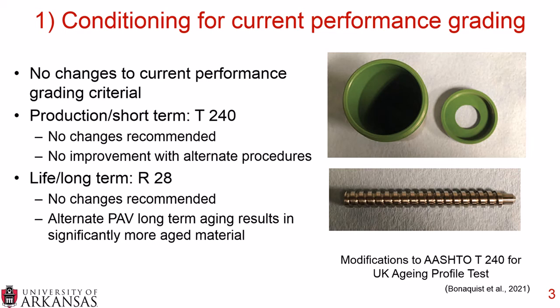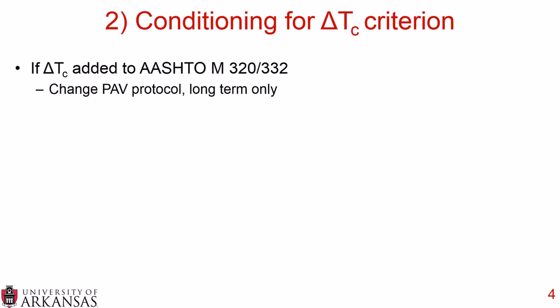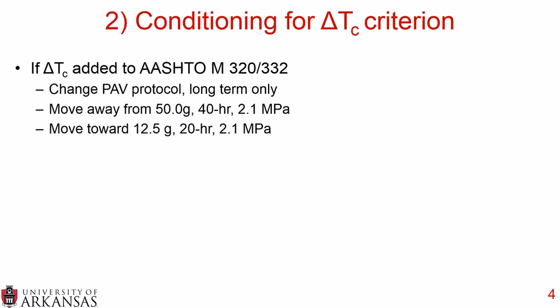So if we're going to keep the current performance grade specifications, they don't recommend any changes in the aging protocol, either short-term or long-term. However, a second scenario is to include the delta TC criterion. So the delta TC criterion is a new criterion trying to capture performance of asphalt binder. And if delta TC is added to both AASHTO M320 and 332, they suggest changing the PAV protocol only, so only changing long term. They suggest moving away from the 50 gram samples at 40 hours under 2.1 megapascal pressures and move toward 12.5 gram samples at 20 hours, also at 2.1 megapascal pressures.